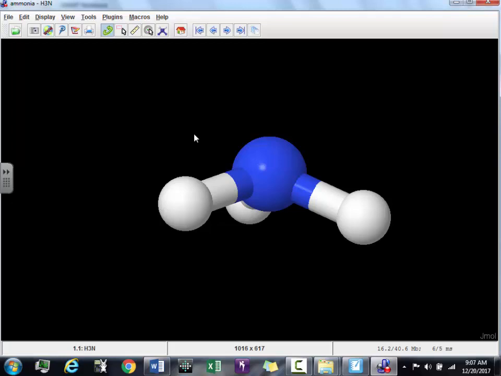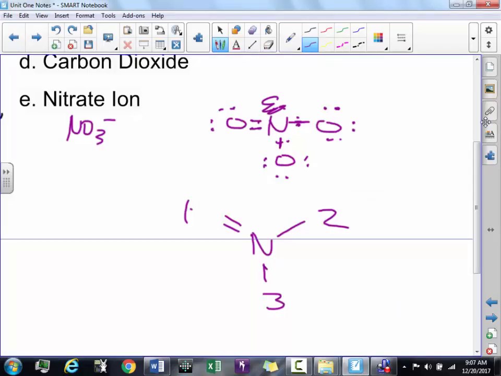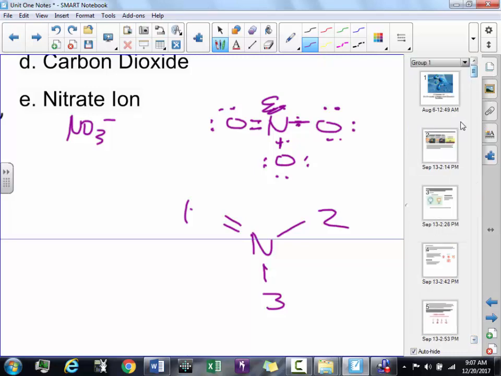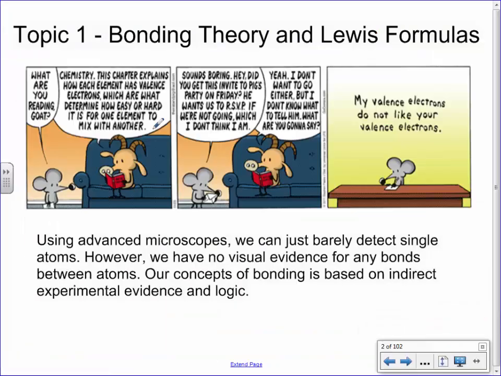Okay. Ultimately, before I go on to topic 4 of my notes here, I want to go back to the very first slide, the comic strip I showed you guys right here. It's silly, but I picked this purposefully because this really is the key to all of matter. It has to do with this bit right here. This chapter explains how each element has valence electrons, which determine how easy it is for something else to mix.